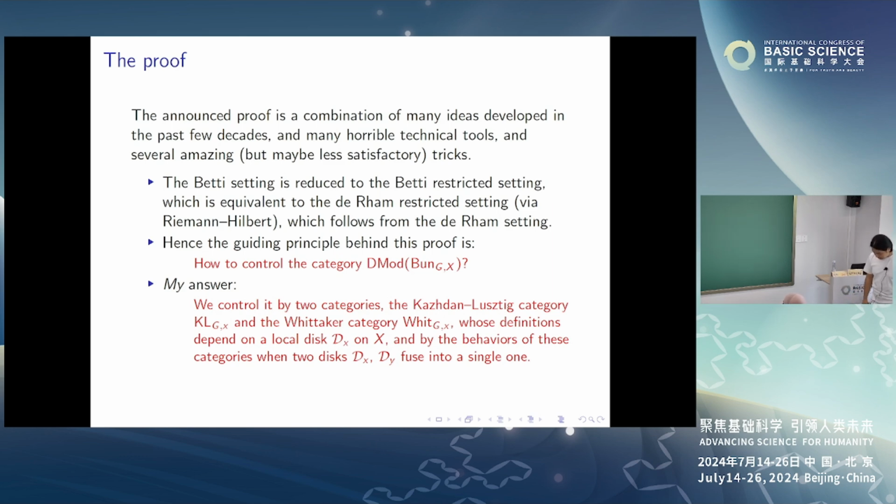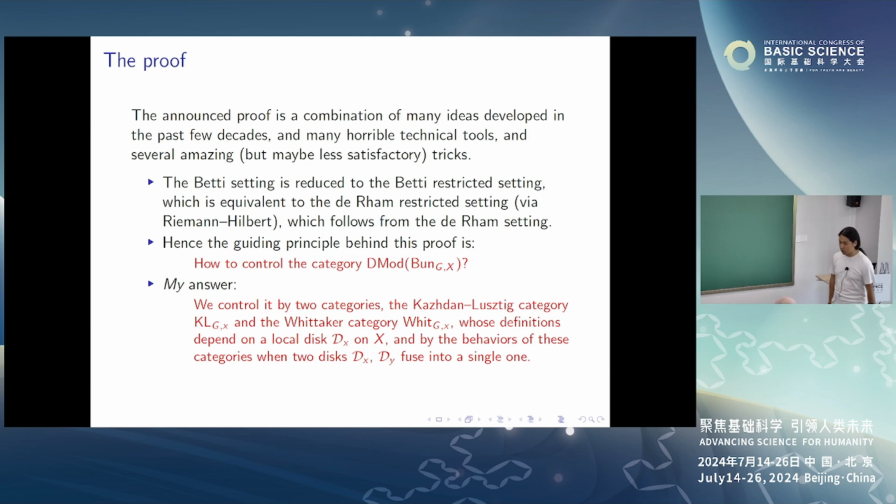So now let me restrict to this de Rham setting, to the category of D-modules on Bun_G, and I want to talk a little bit about the proof because I still have time. In the de Rham setting, the key question to ask is how to control this category of D-modules on Bun_G. You can ask Dennis this question or Sam this question. They might give you different answers. For me, I want to say that we control it by using two local categories, denoted by KL and Whit, which stand for the Kazhdan-Lusztig category and the Whittaker category. The definition will depend on small disks on this curve X. Therefore, we call them local categories.